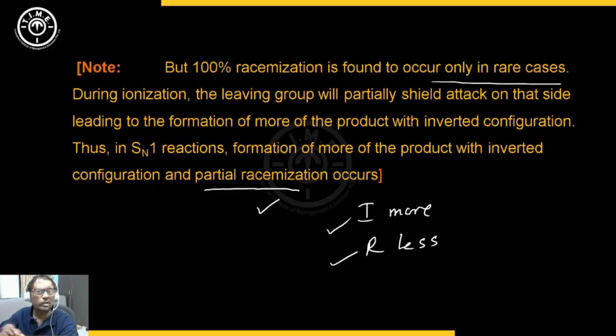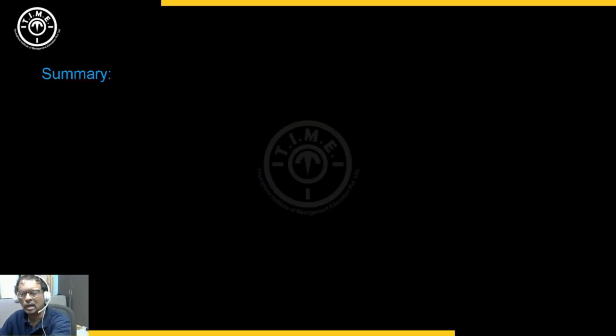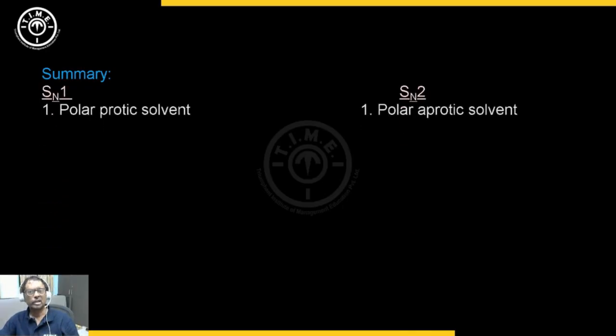Now, having done all these things, we will be in a position to take up the summary of differences between SN1 and SN2. Now, the first point is what? A polar protic solvent is used in SN1 because it has to stabilize the ions formed, whereas a polar aprotic solvent is used in SN2 because the nucleophile has to be left free for it to attack the substrate or the reactant.